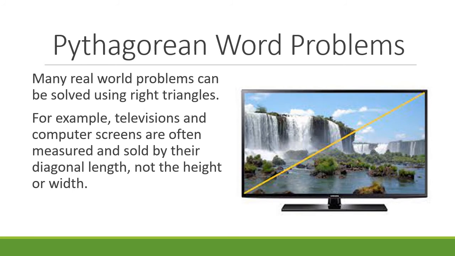There are many right angles in real life, and there are many real-world problems that can be solved using right triangles. For example, televisions and computer screens are often measured and sold by their diagonal length, not the length of their height or width. So if you need to know how wide or tall they are, you can use the Pythagorean theorem.